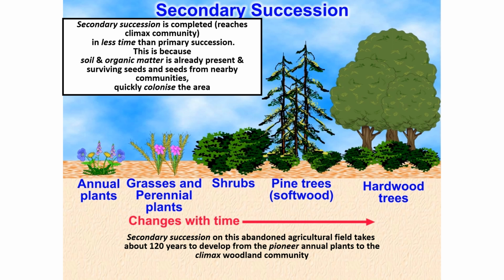Okay, for example, this one shows here secondary succession in this abandoned agricultural field takes about 120 years to develop from pioneer annual plants to the climax woodland community. Whereas if you compare that to the sand dunes that we were looking at earlier, it was showing that process in over 350 years.